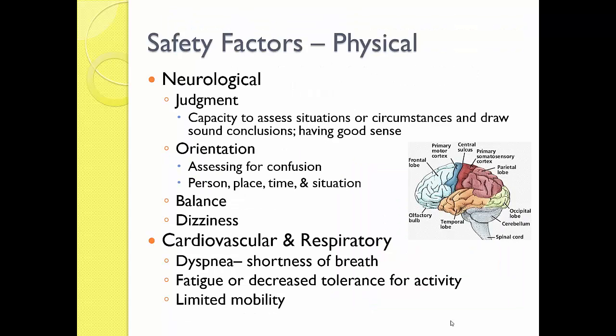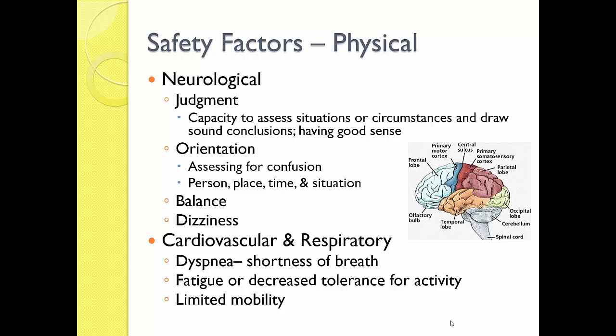Anything that affects a patient's overall health can, of course, affect their safety. So thinking about it neurologically, a person's judgment is the capacity to assess situations or circumstances, draw good sound conclusions, and basically have good sense. If there's any kind of alteration in neurological status, that can affect our judgment. Orientation is the ability to tell us things like who they are as a person, place, time, where they're at, and the situation. We're assessing for confusion when we assess a patient's orientation.